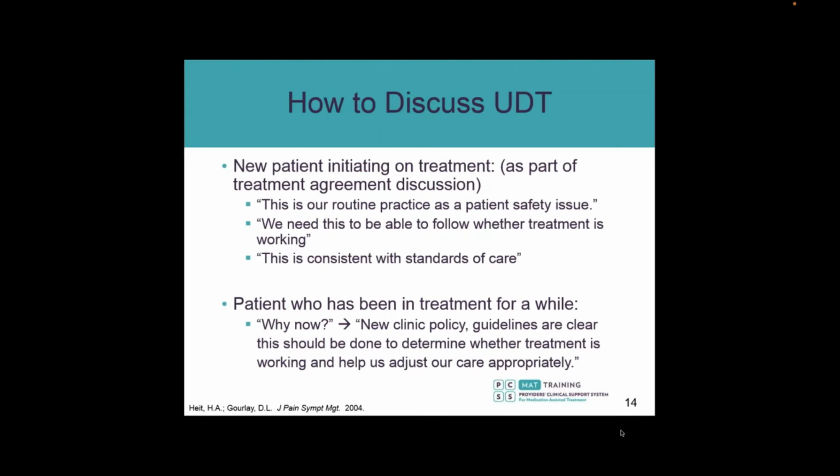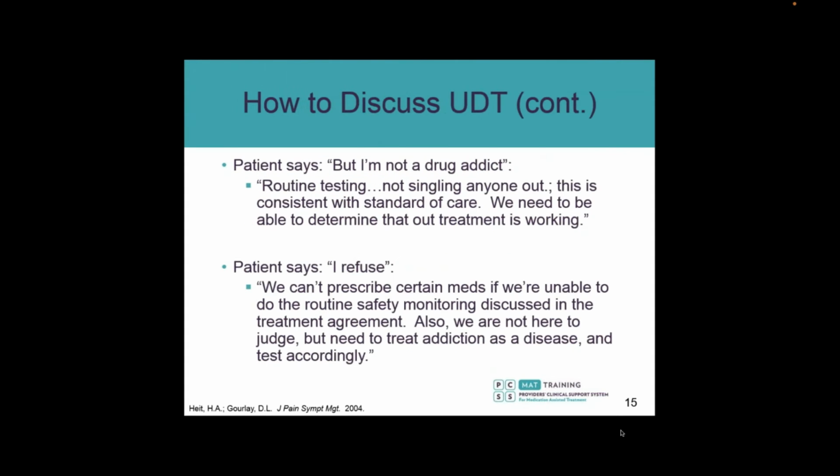If a patient's been in treatment for a while and now you're instituting urine drug testing, you're going to get the question, why now? This was always fine before where we didn't do it. You might cite more current guidelines or guidance such as in the ASAM criteria where it really recommends that this be done, and let them know that it's going to be applied universally across the board for all patients and not just some. If the patient says, but I'm not a drug addict, and this is often the case in pain clinics, again, it's important to say that this is routine testing.